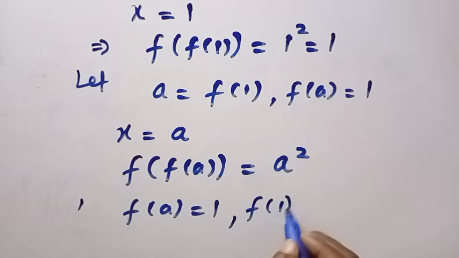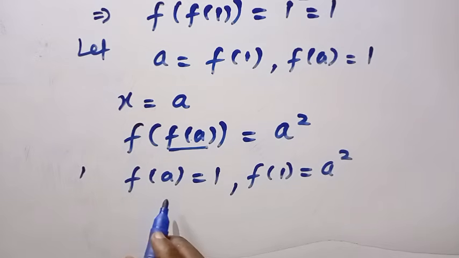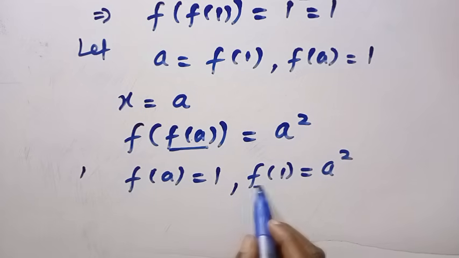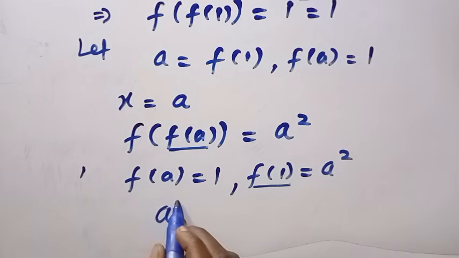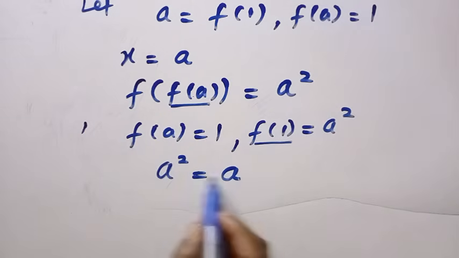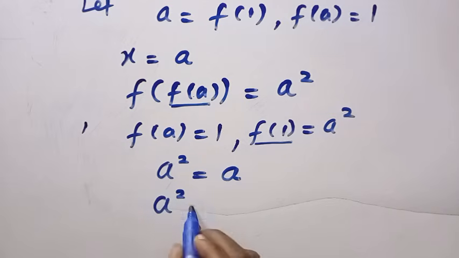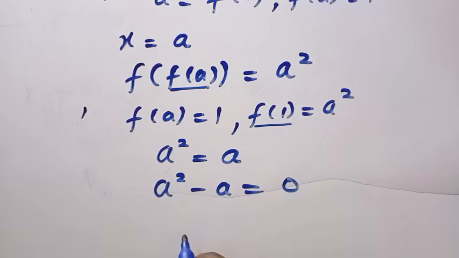Then our f of 1 will be equal to a squared, since f of a is 1. So replacing f of a with 1, we are going to have f of 1 as a squared. Since we already have f of 1 equal to a, which is from here, replacing this, we are going to have a squared equals a. So we transfer this a to this side, having a squared minus a equals 0. So it's a quadratic, we need two answers.